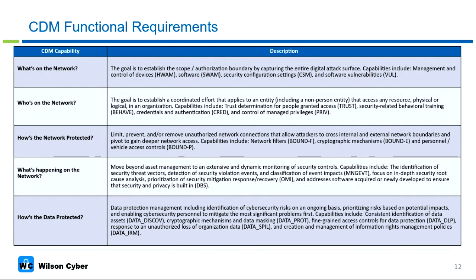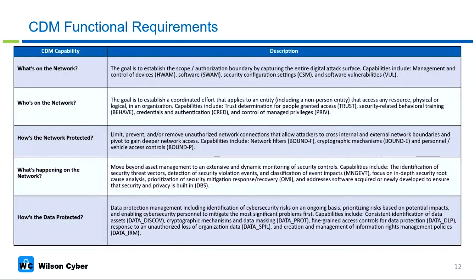Second, capabilities, who's on the network. The goal is to establish a coordinated effort that applies to an entity, including a non-person entity, that accesses any resource, physical or logical, in an organization. These capabilities include the trust determination for people granted access. Can we trust the people who are granted access, which is trust? Security-related behavioral training, which is, are these trusted individuals behaving appropriately, which is behave. Next, we have credentials and authentication. How do we identify for sure and authenticate those individuals through credentials and authentication? And then finally, how do we manage access, which is control of managed privileges, which is PRIV.